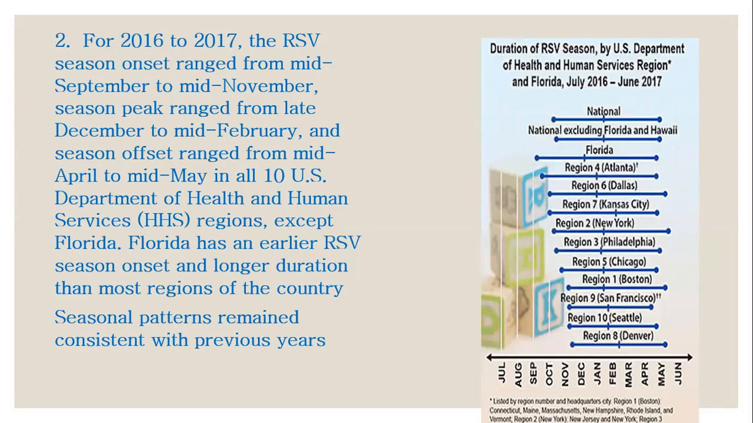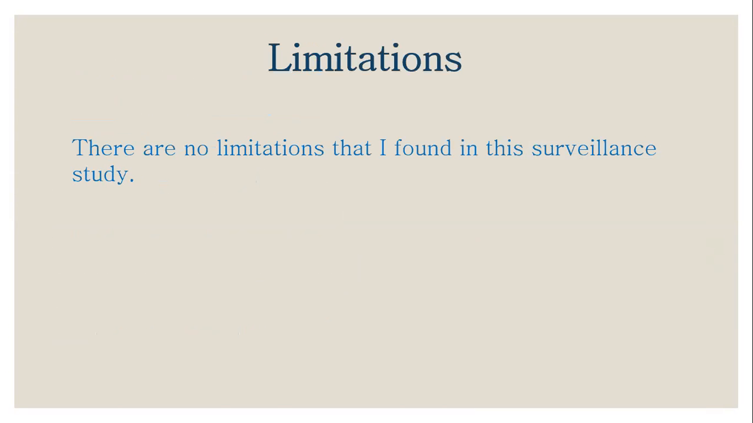And the graph on the right shows the duration of RSV season by U.S. Department of Health and Human Service regions from July 2016 to June 2017. And it breaks it up into areas and locations, and it shows the duration of how long it lasts. Limitations. I did not find any limitations for this surveillance study.